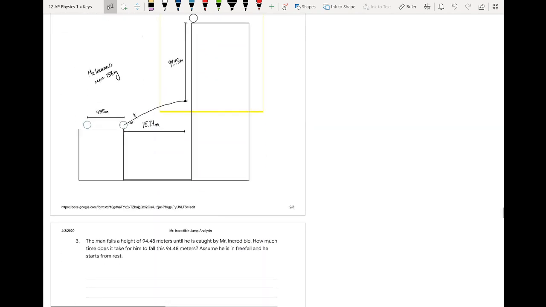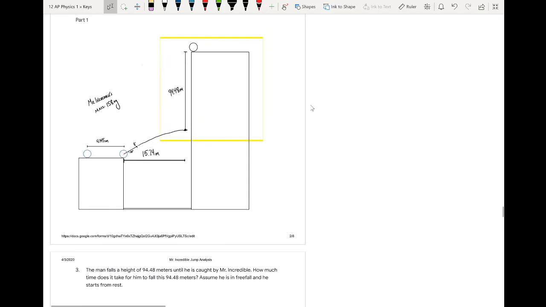And part one is the initial fall. So this man falls a height of 94.48 meters until he's caught. How much time does it take for him to fall? We're going to assume that he starts from rest and that he's in free fall, which means the only force acting on him is gravity, which means the acceleration is 9.8 meters per second squared.